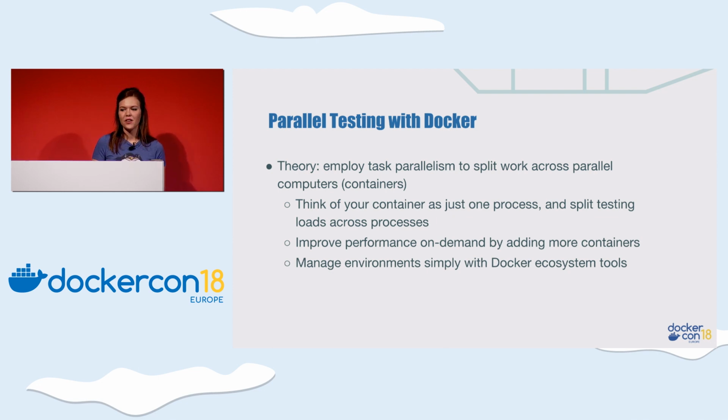One of the great things that Docker can help you do is parallel testing. Certainly Docker isn't the only thing that can enable parallel testing, but it certainly helps because those containers are super fast. So the idea with parallel testing is that I can split up my testing jobs and run them in parallel, get them done quicker, get that feedback quicker, and then also reduce the amount of resources I have to use for my pipeline. So if you think of your container as just one process, then you can have many processes in these containers executing your tests. This can improve performance. You can just scale up by adding more containers. And then you're able to manage these container environments pretty easily with Docker ecosystem tools.